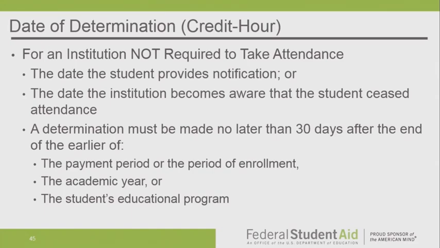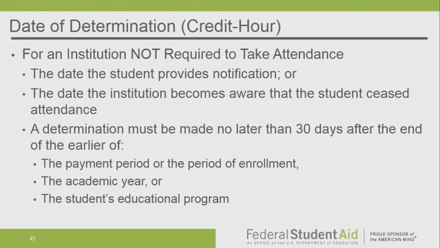regulations. And here it says on this slide, if you're not required to take attendance, that date of determination is the date that the student provided a notification they were going to withdraw, or the date that you become aware that the student ceased attendance. But regardless of when you become aware of that date of determination, that's when the clock starts ticking, and you have up to 30 days to make that determination based off of these situations here.